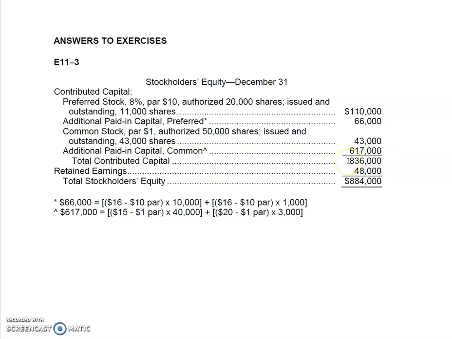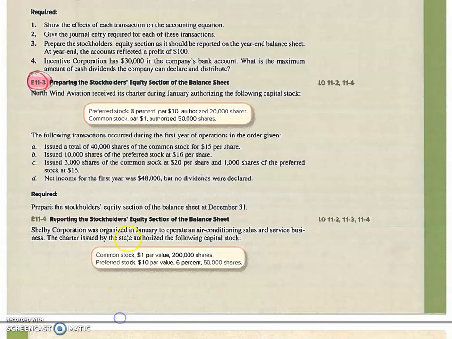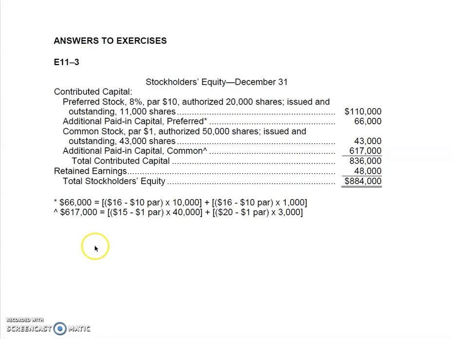Now remember, there were two categories of capital. One is contributed capital, the other is earned capital. Under earned capital goes retained earnings. So we go back to the question and see that they showed net income for the first year of $48,000 and no dividends were declared. So that $48,000 of net income gets closed to retained earnings with no dividends. There's our $48,000 of retained earnings. Total stockholders' equity then is $884,000.